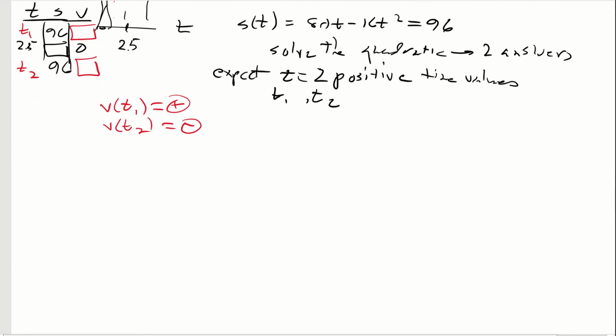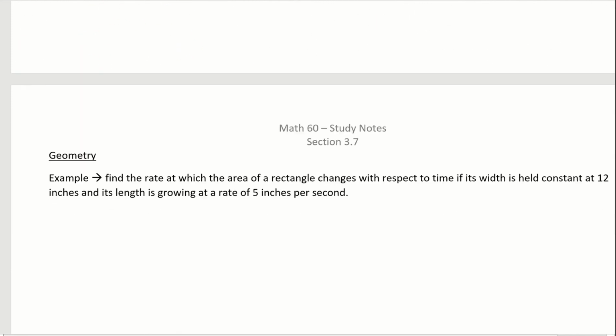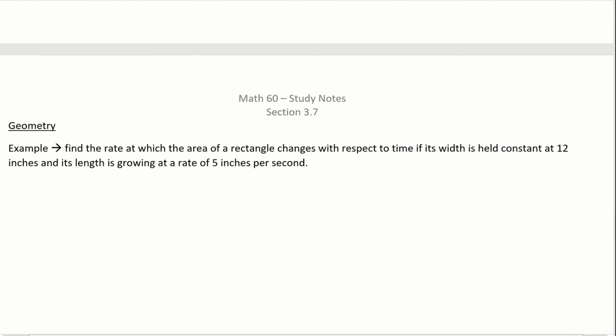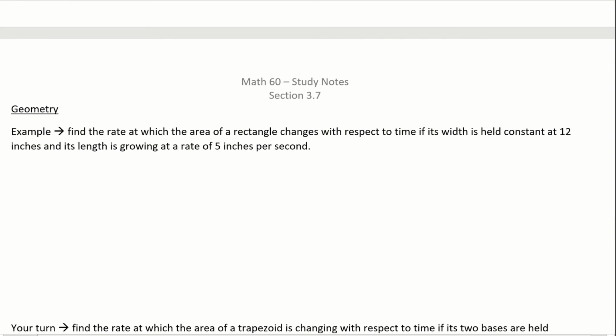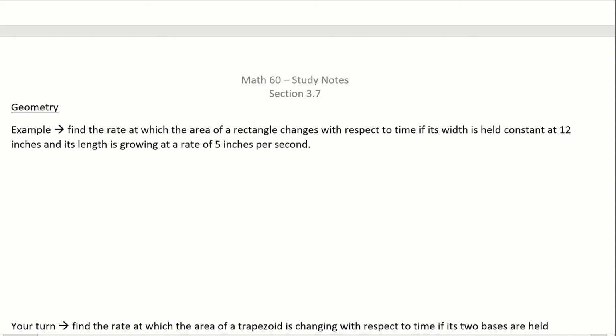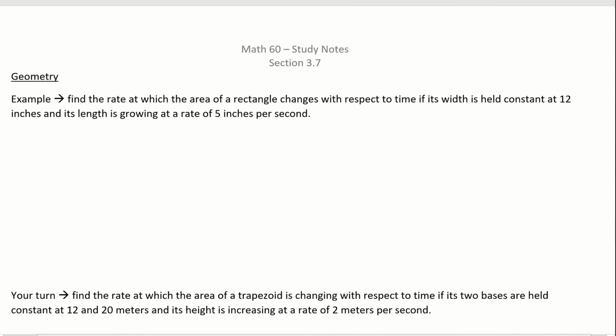Now I'm going to zip forward and look at geometry with you guys. Okay, here's a problem. This is a new thing for us. It's all new. Example, find the rate at which the area of a rectangle changes with respect to time if its width is held constant at 12 inches and its length is growing at a rate of 5 inches per second. So this one, I'll work on it, then you can work on this one. I'll let you pause and work on your own.